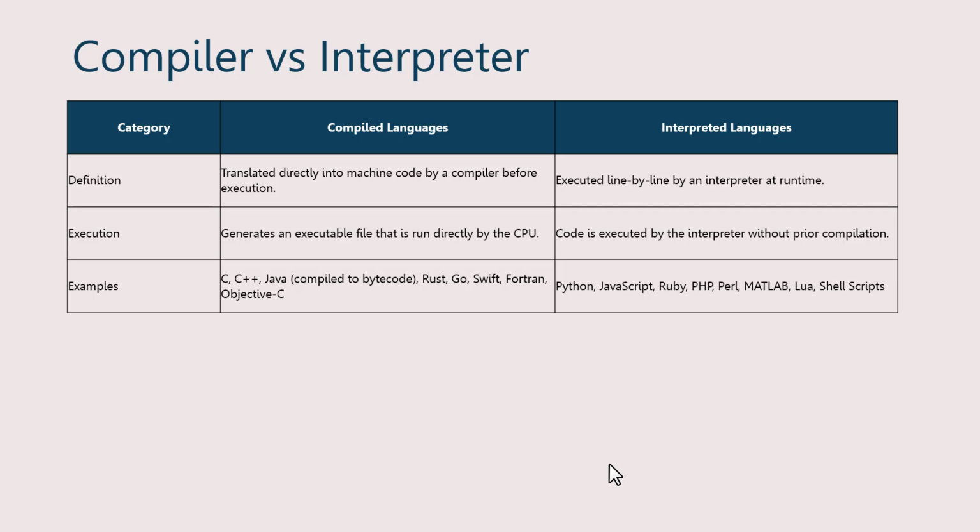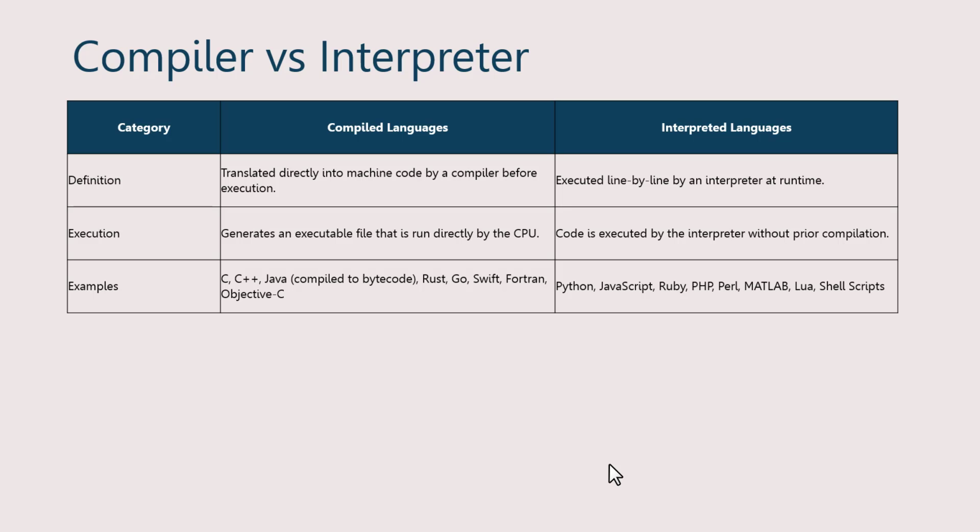And some of the examples of the compiled languages are C, C++, Java, Rust, Go, Swift, Fortran, Objective-C, and many more. These are the popular languages which will use a compiler. When it comes to the interpreter languages, here are the examples. We have Python, JavaScript, Ruby, PHP, Perl, Java, shell scripts, etc. And these are all the languages which are interpreter languages.